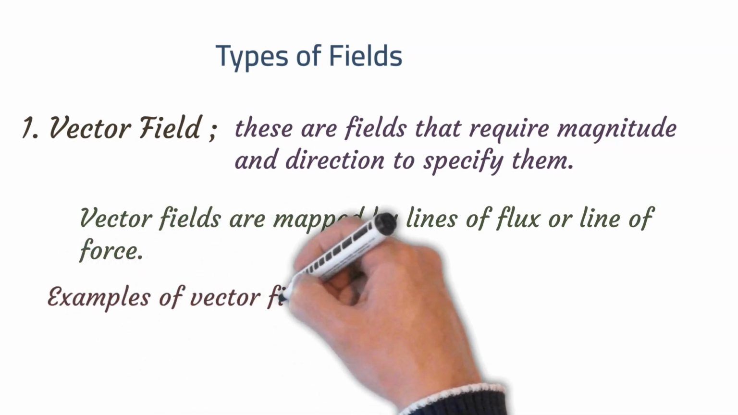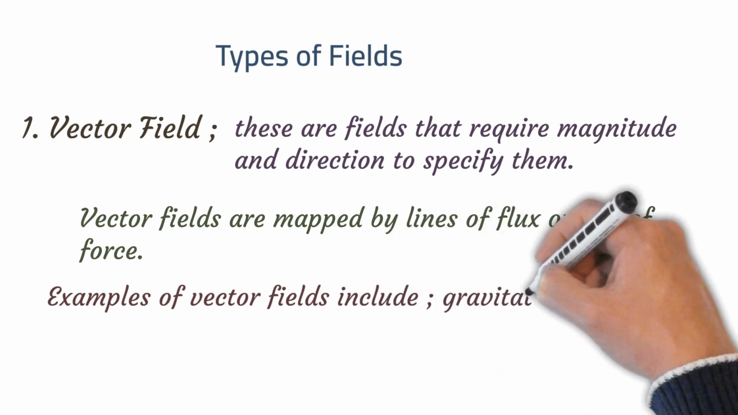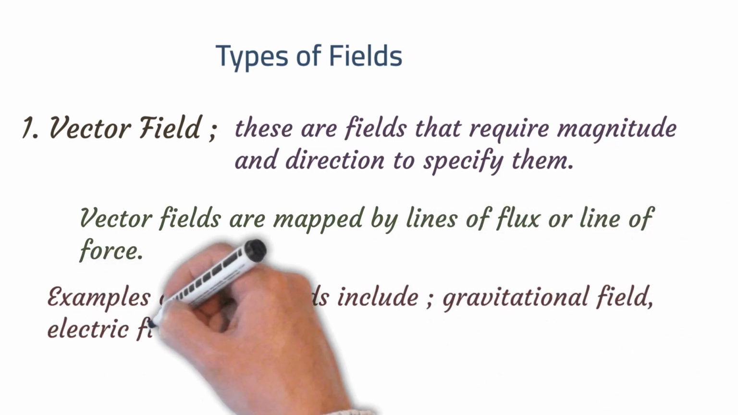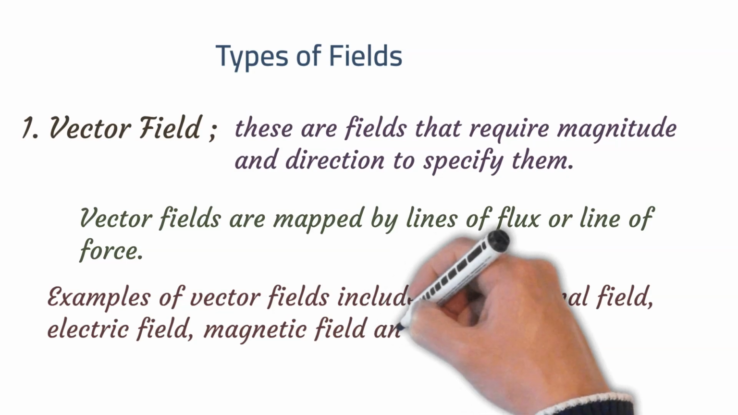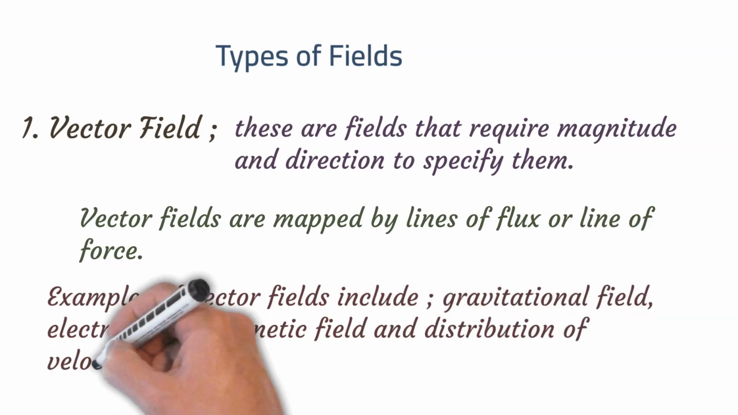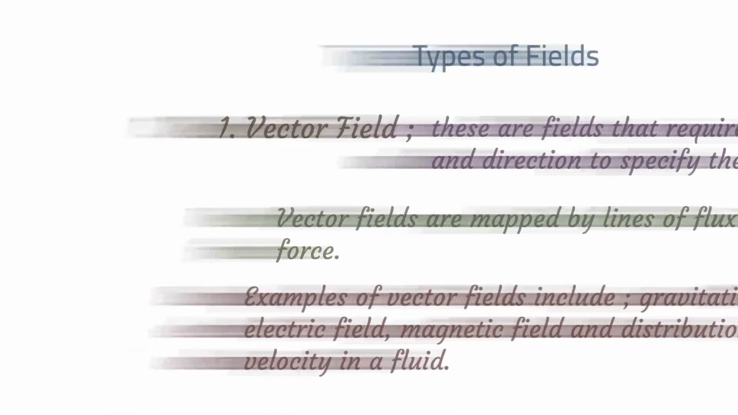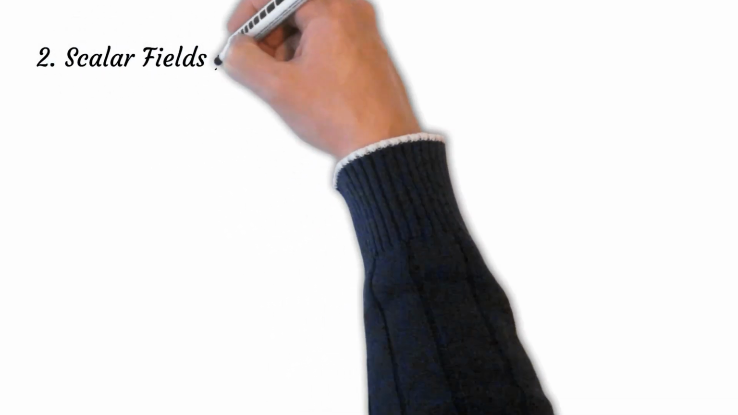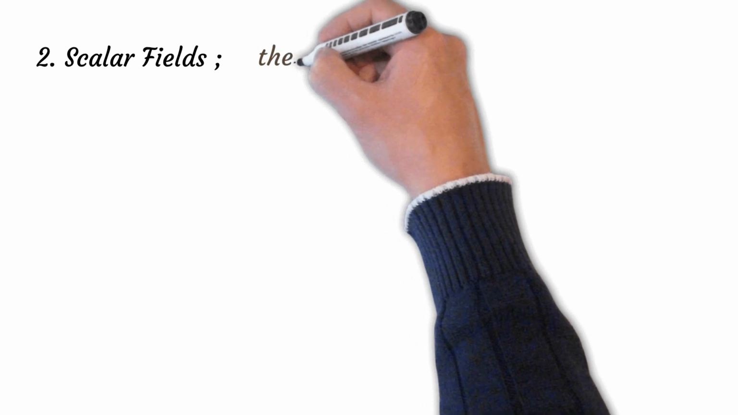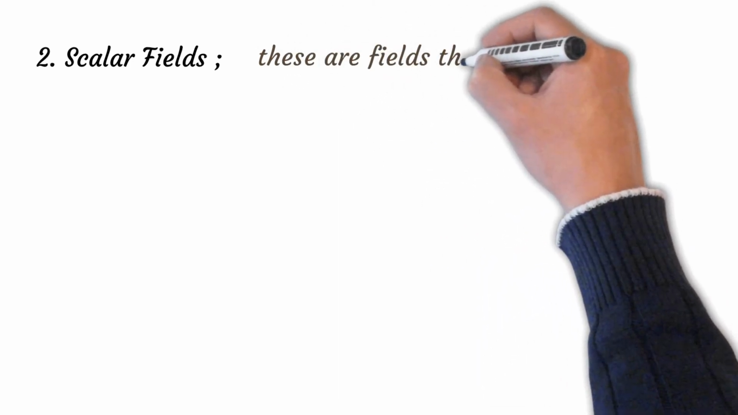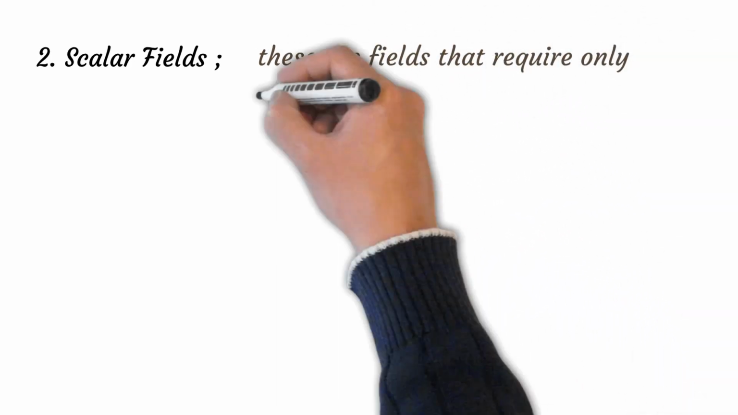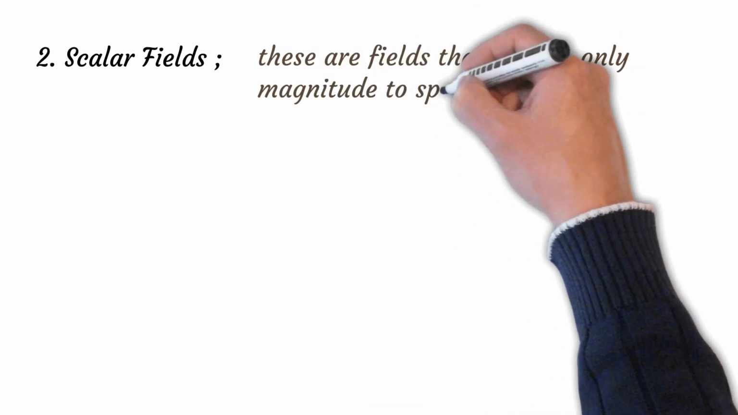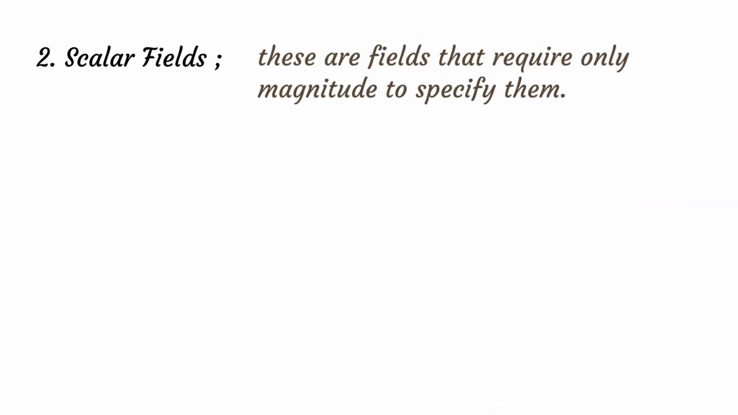Let's look at examples. Examples of vector fields include gravitational field, electrical field, and magnetic field. We also have distribution of velocity in a fluid as an example. Scalar field. These are fields that require only magnitude to specify them, to define them.